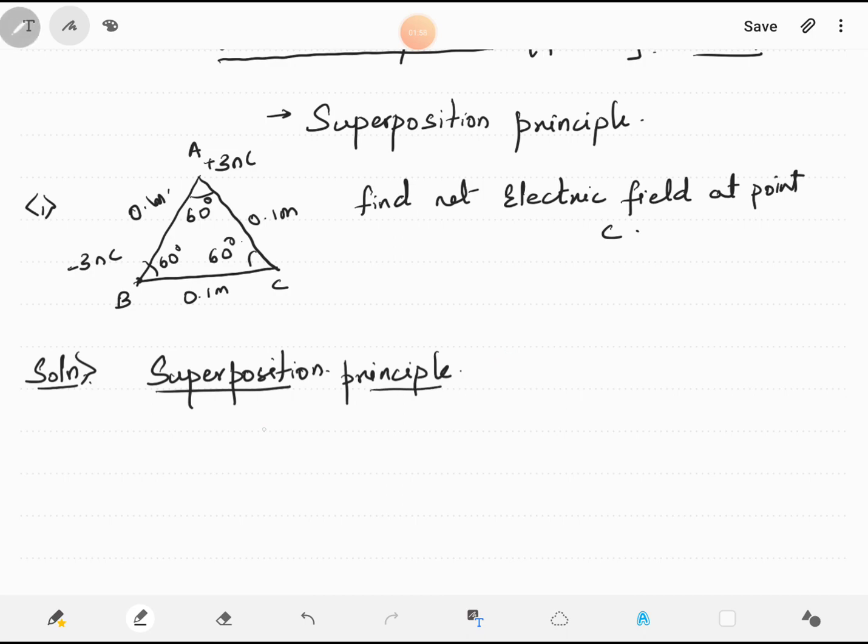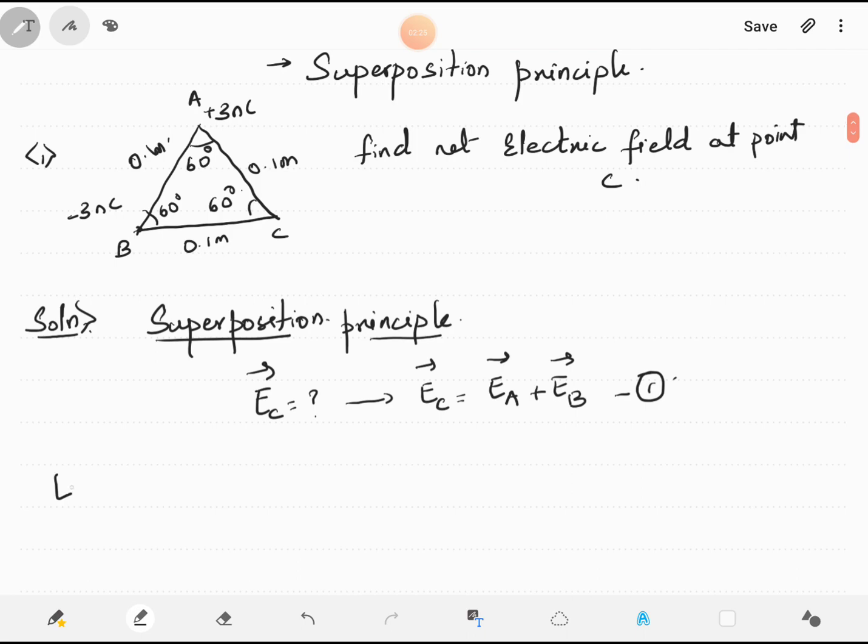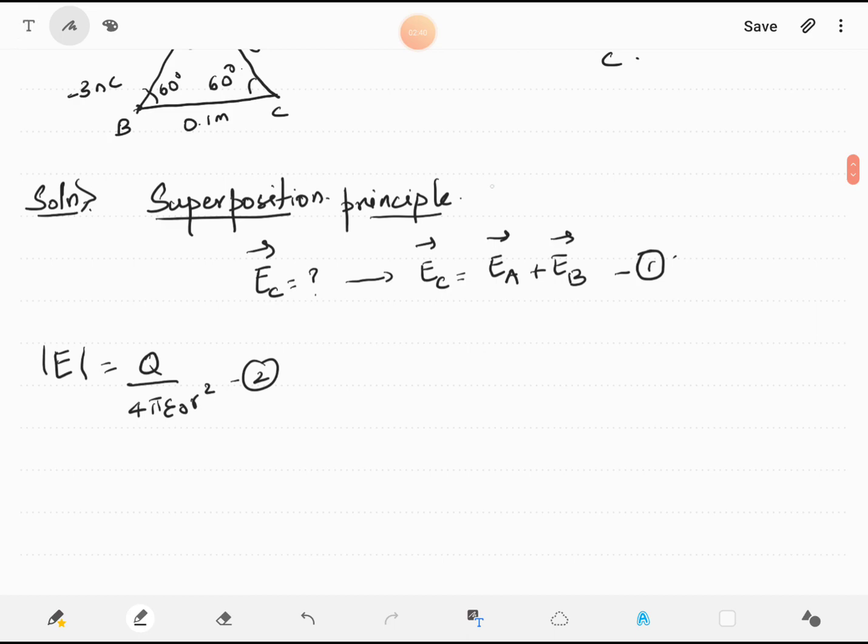So to find the electric field at C, which is the question being asked, we will apply the superposition principle, and in accordance with it, this will be equal to the electric field produced by the charge at A plus the electric field produced by the charge at B. Let's call this equation 1. We also know the magnitude of the electric field due to any point charge is given by Q by 4 pi epsilon naught r squared. So this is equation 2. These are the two basic formulas we'll be utilizing to solve this problem.